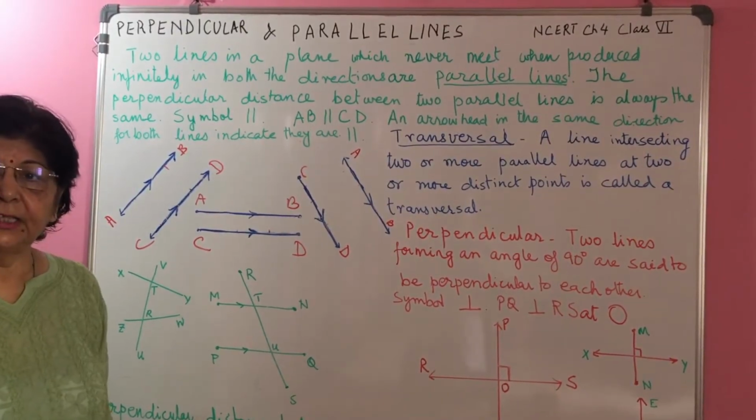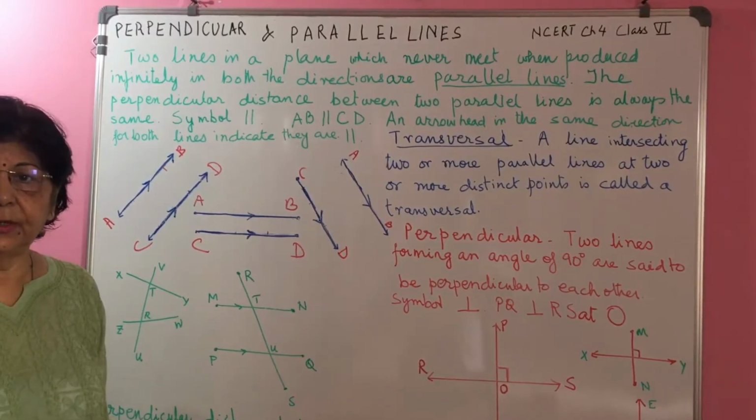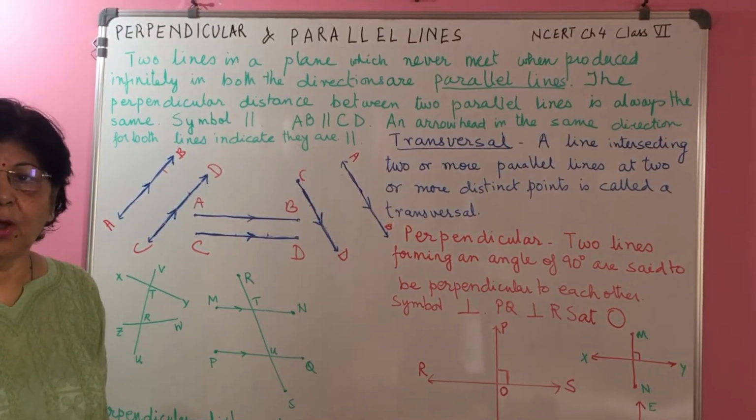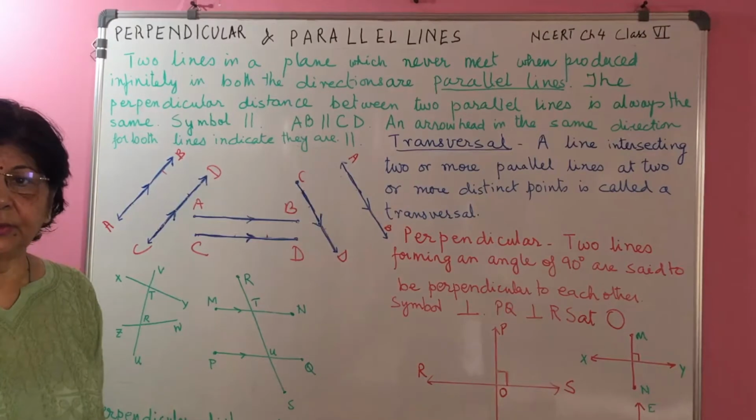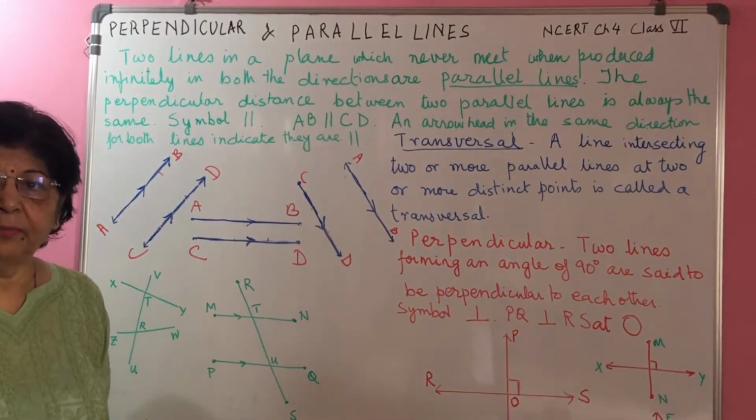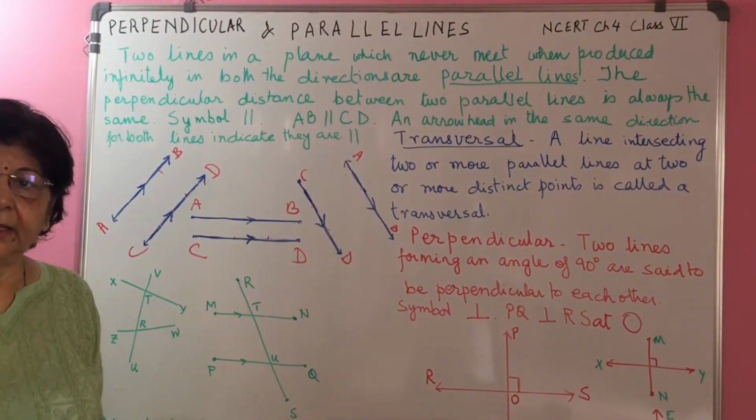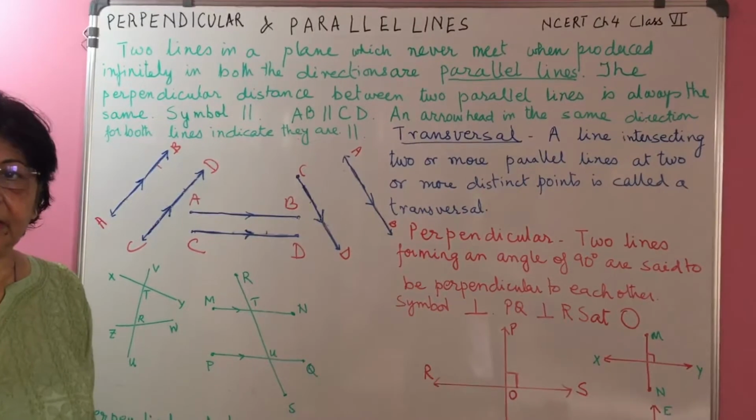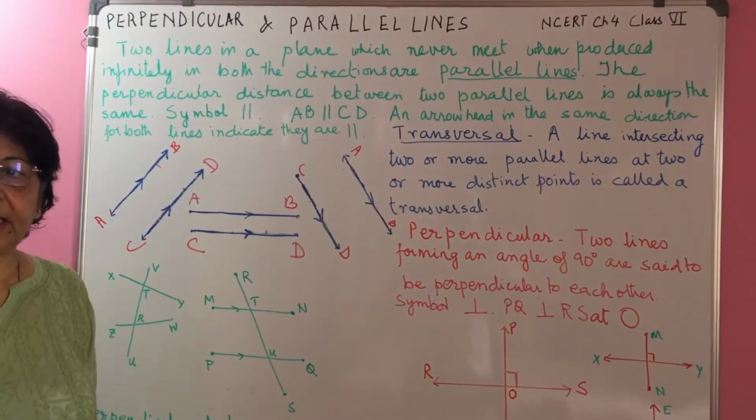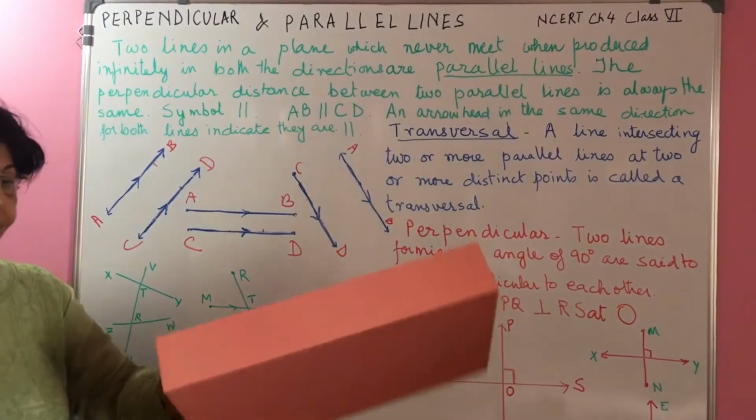The adjacent sides of the top of the table are perpendicular to each other, while the opposite sides of the tabletop are parallel to each other. The sides of the laptop and the sides of the mobile phone, again, the adjacent sides are perpendicular and the opposite sides are parallel. Let me show you a tray here.